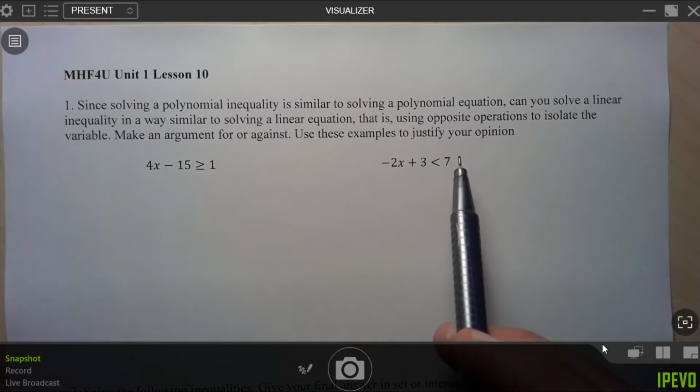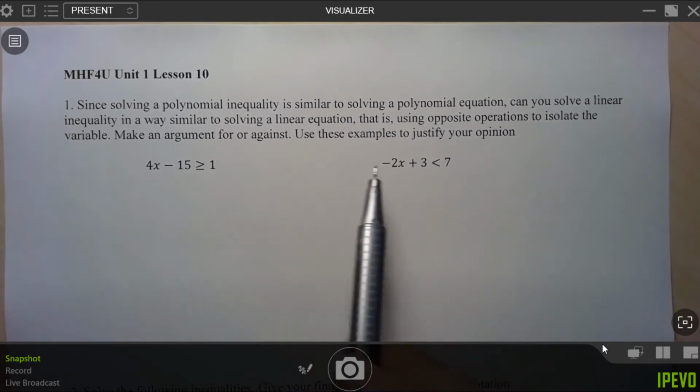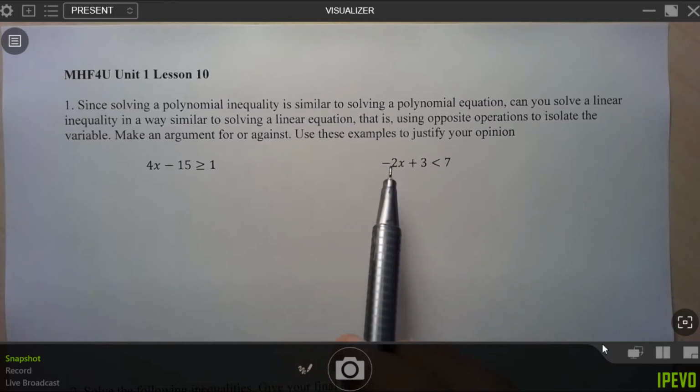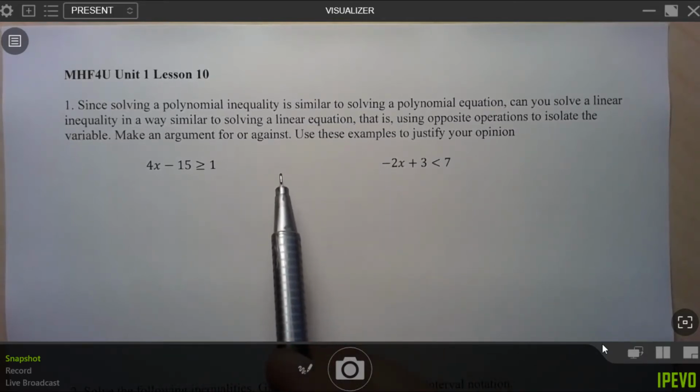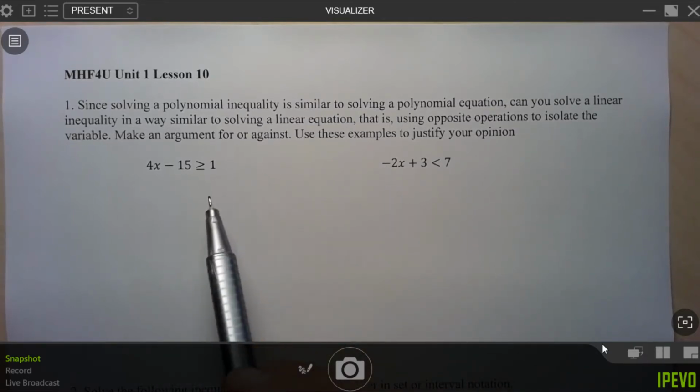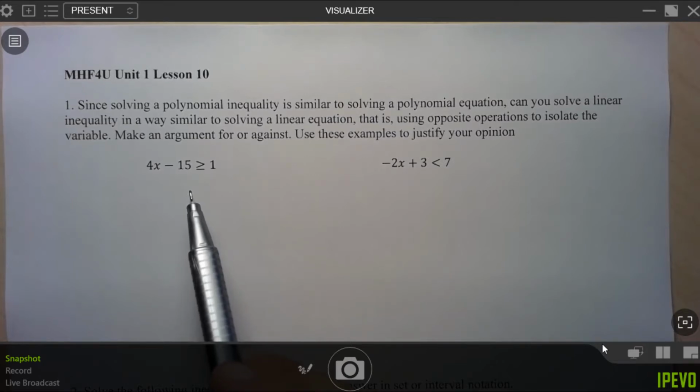Okay? So, of course, when we see something that looks so similar to something that's familiar, namely linear equations, hopefully we can apply some of the same methods that we used for linear equations for linear inequalities. So let's see if it makes sense to do that.